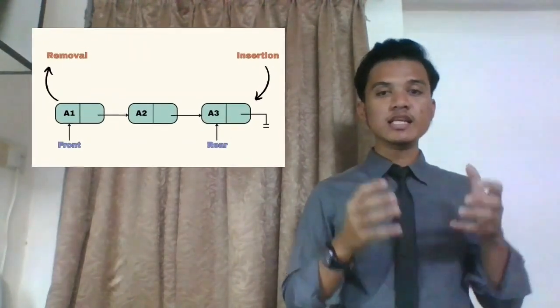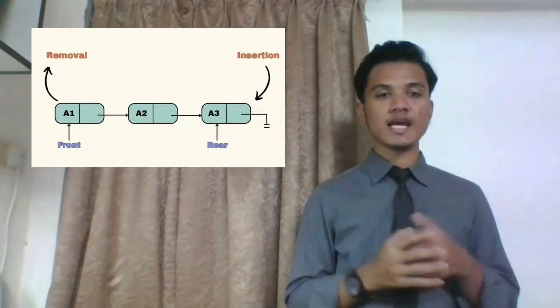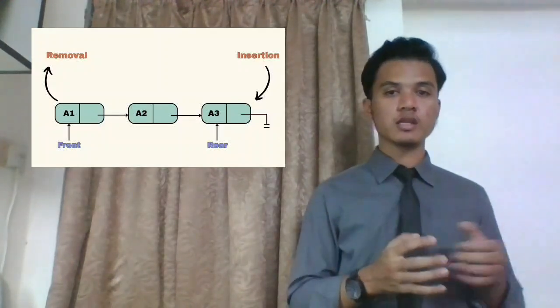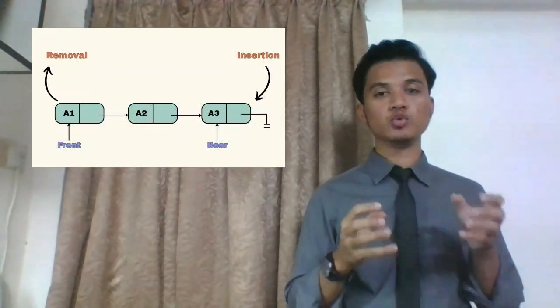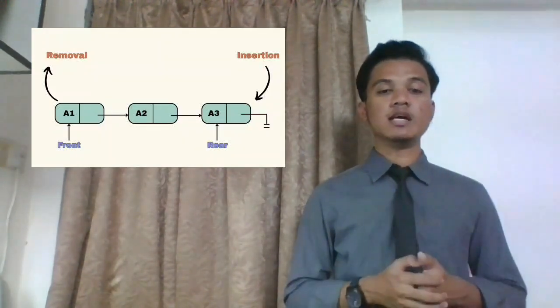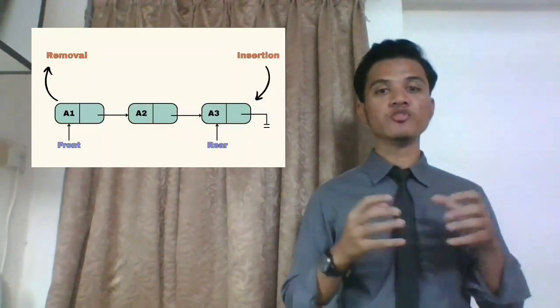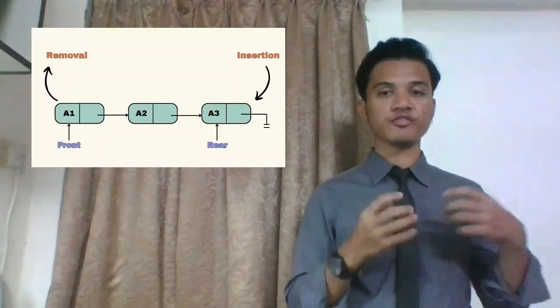In a linked queue, there are front and rear pointers. Front points to the first node, whereas rear points to the last node in the queue. Insertion always happens at the rear part, and removal always happens at the front part.